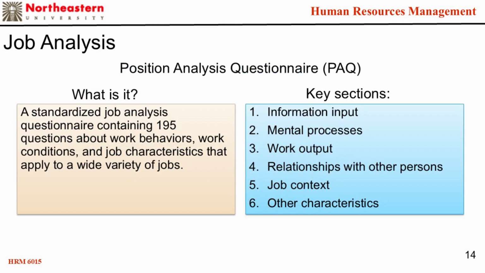When you're doing a job analysis, you can also do a position analysis questionnaire. It's basically a survey of 195 questions about work behaviors and conditions that people will answer. The key sections are information input, mental processes, work output, relationships with other persons, job context, and whatever other characteristics might be important. And you can look at the results of that to help you draft all of the information that you need for your job descriptions and specs.